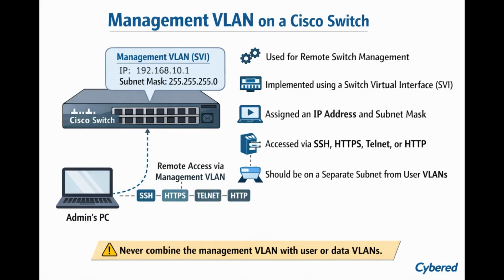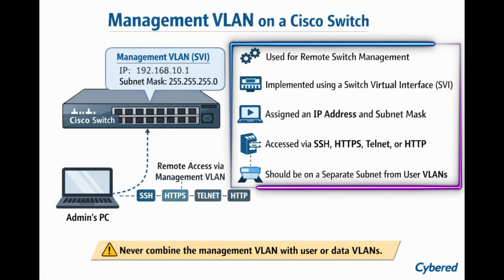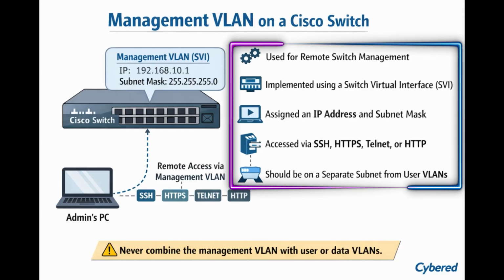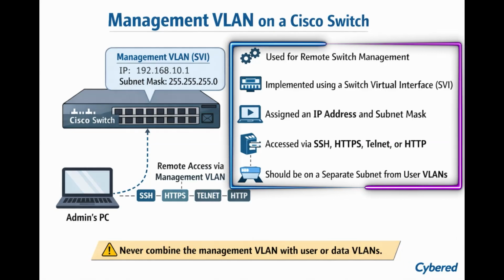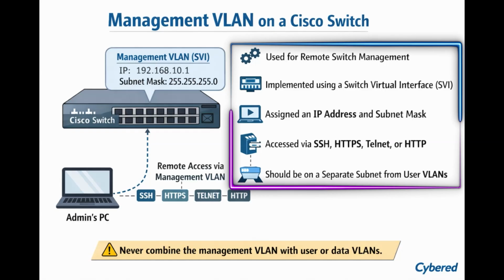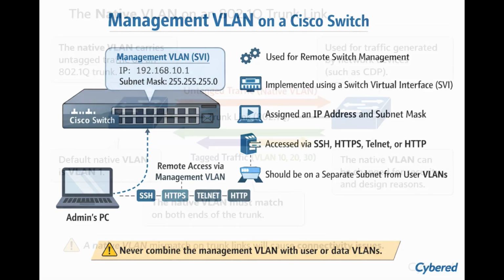Number 4, you have the management VLAN. The management VLAN is used to remotely manage the switch. The key points: implemented using a switch virtual interface, assigned an IP address and subnet mask, used for remote access via SSH, HTTPS, Telnet or HTTP, and should be a separate subnet from other VLANs. Best practice: never combine the management VLAN with user or data VLANs.